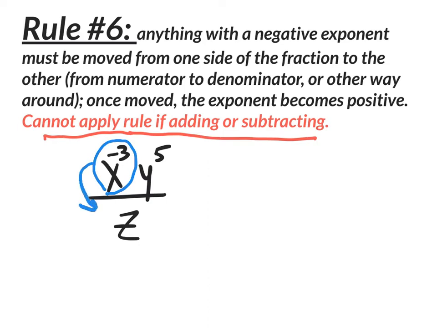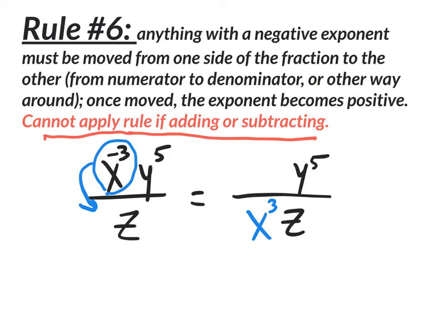Okay, so what I have now, the y to the fifth is still up there, the z is still down there, but now that x to the negative 3, I moved it down and it becomes x to the positive 3. And that's it. That's rule 6. A very easy rule to remember, a very easy rule to use and apply. Again, you do not want negative exponents. Wherever you have a negative exponent, like right here we had one, you grab it, move it to the other side, it becomes positive. That's your final answer right there.